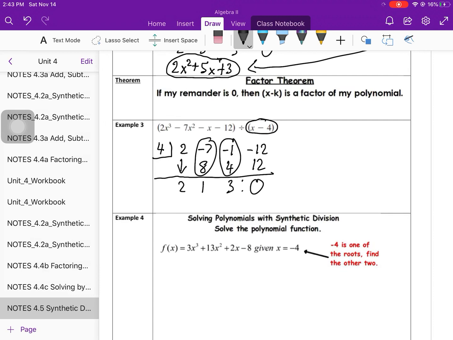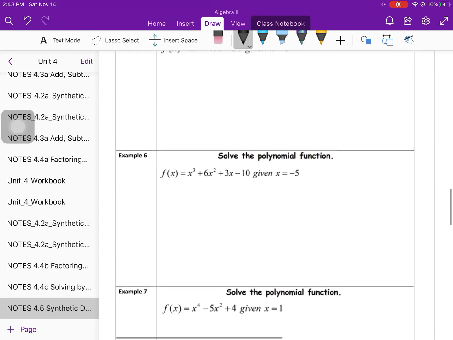I like to put a colon just to show that this is the last part. It's always going to be the remainder. Since we have a 0 remainder, that's nice because it tells us that we do have a factor of x minus 4. We should get a nice answer out of this. We started with x cubed, which means the first term is going to be 2x squared plus x plus 3. This is the quotient, or the answer we get when we divide those.